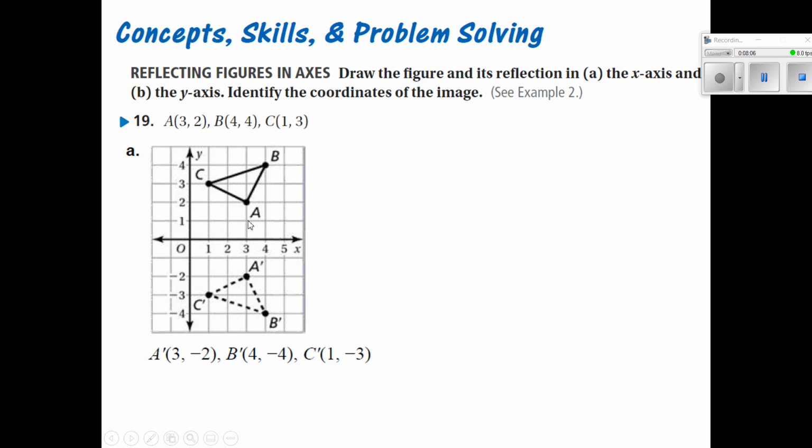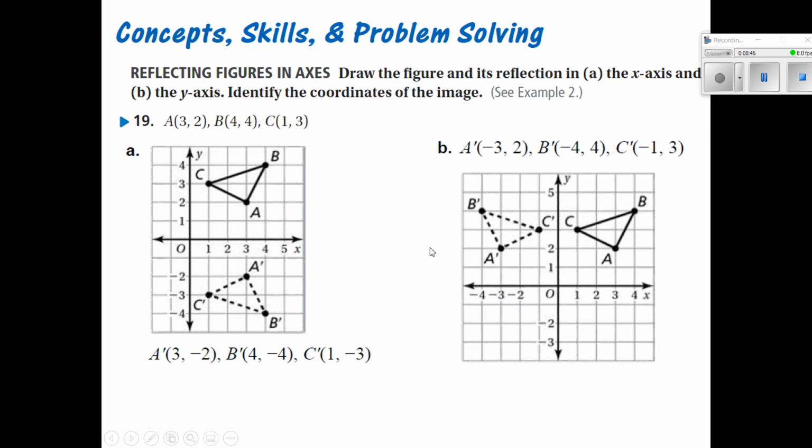So A will be at 3 and 2, all right? I'm going to flip it across, which means it should be 1, 2 away from the line of reflection, 1, 2. B should be 1, 2, 3, 4 away. So 1, 2, 3, 4. And C should be 3 away, 1, 2, 3. All right, so the new coordinates would be A prime would be 3 and negative 2. B prime would be 4 and negative 4. And C prime would be 1 and negative 3.